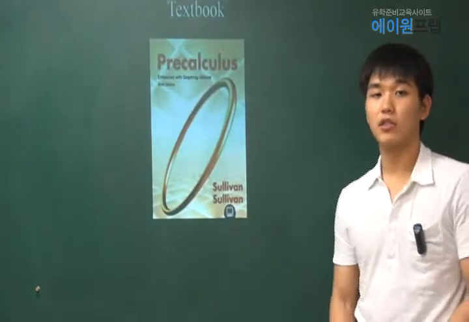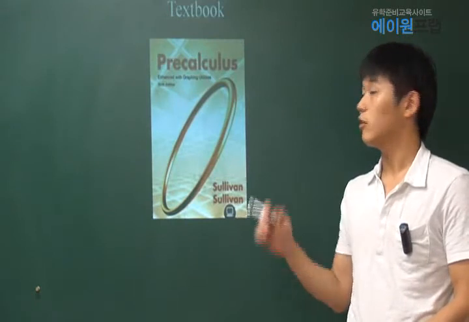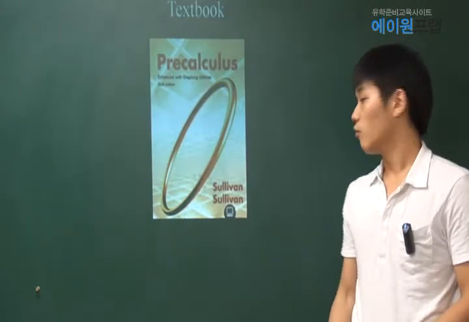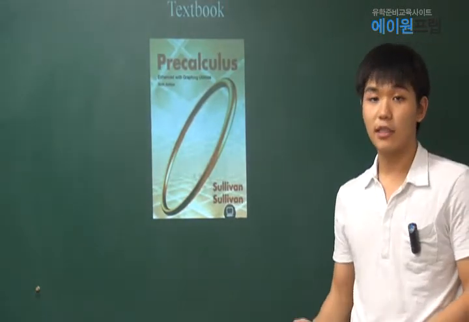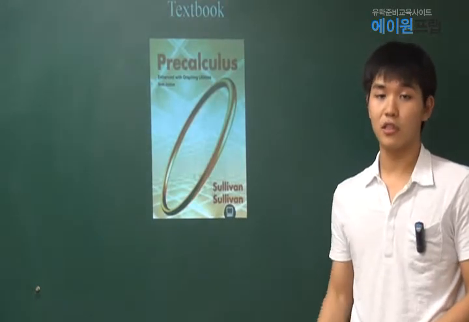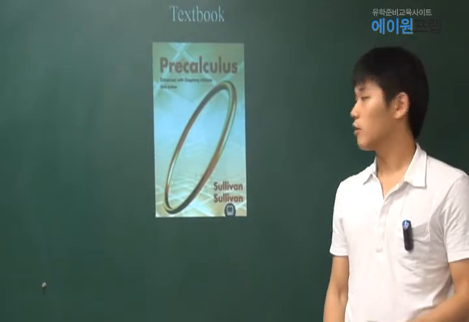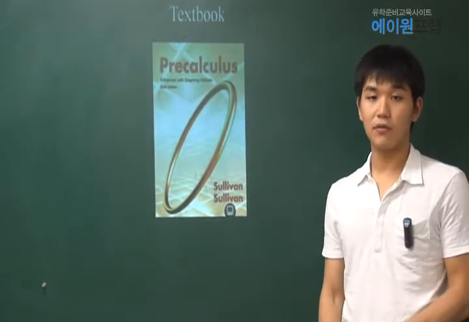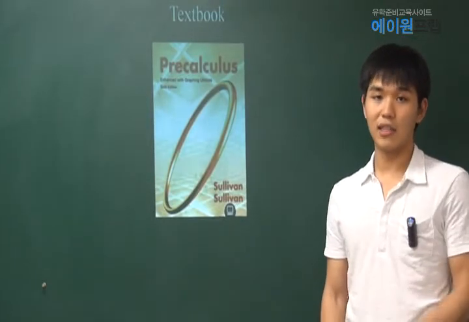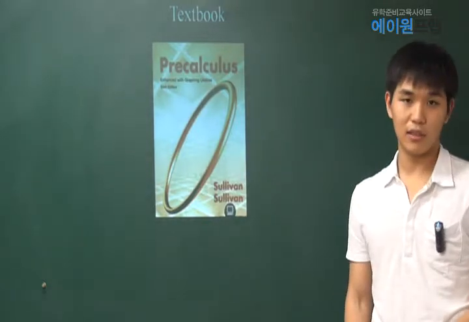So the textbook I'll be using in this course is Pre-Calculus Enhanced with Graphing Utilities, written by Sullivan. I'll be basing my lessons on the 6th edition, but other editions may well accompany this course as well, or you can go ahead and get a copy and read it yourself and go along with these lessons, or just simply enjoy the lessons itself.